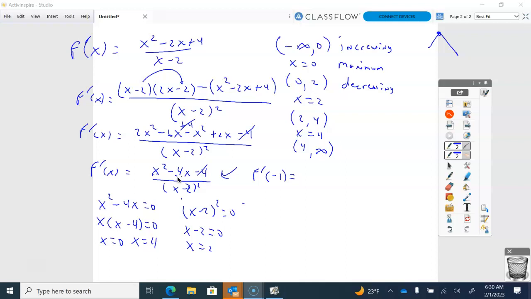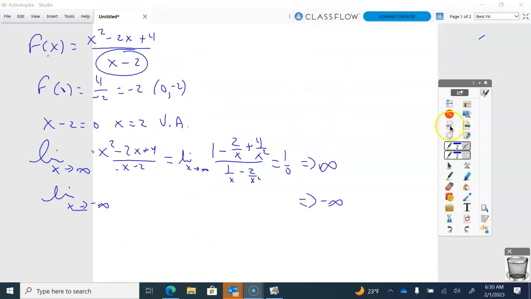Okay, for a point between 2 and 4, I'm going to pick the number 3. That gives me 9 minus 12. That's negative. Bottom still has to be positive, so that's also decreasing. So I don't have a maximum or a minimum there. I have a neither. Okay, which makes some sense because on the previous page, we found that that was a vertical asymptote at x equals 2.